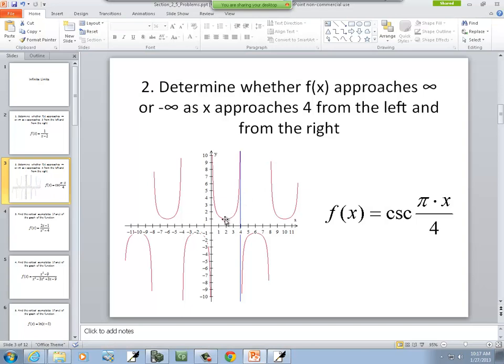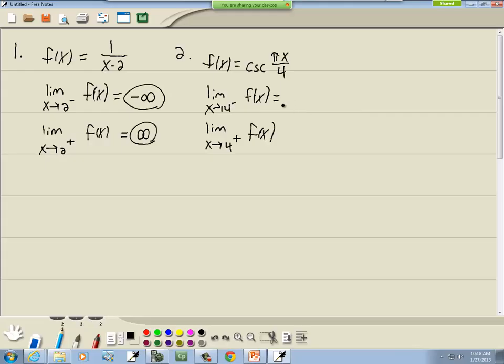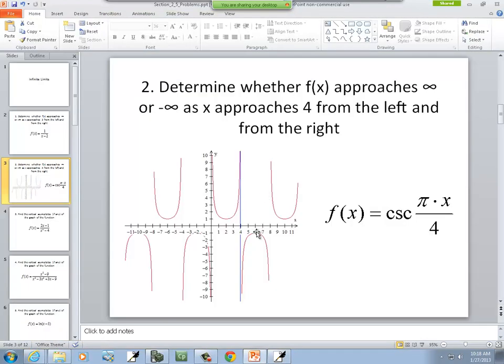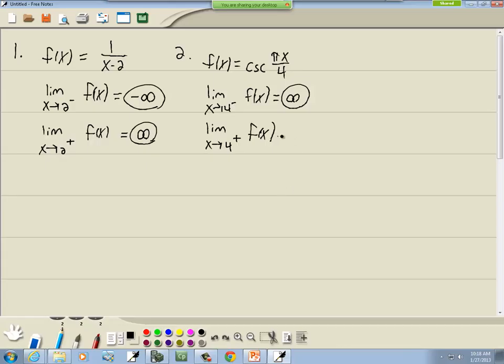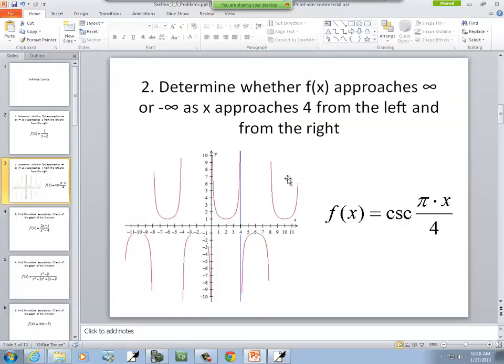Well, from the left-hand side, getting closer and closer to that blue line, as x approaches 4, you see my y values are going up forever. So from the left-hand side, it goes to positive infinity. Now from the right-hand side, as it gets closer and closer to x equals 4, I see my y values are going down forever. So that's going to negative infinity. And those would be your answers.